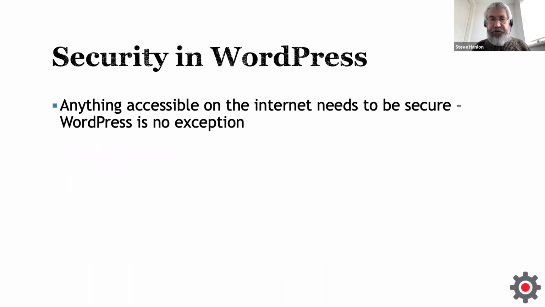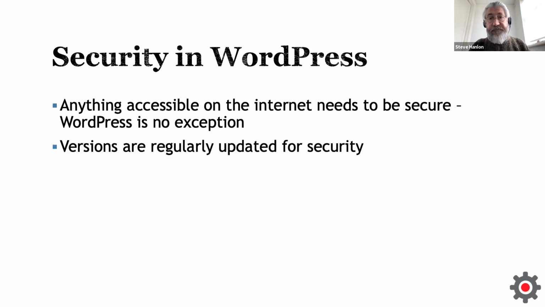And I'll just touch on security. So anything on the internet needs to be secure. It could be your fridge, it could be your website, it could be your smartwatch. I mean, anything that's talking on the internet needs to be secure. And in the same way, WordPress obviously needs to be secure. And you'll find that versions are regularly updated. So there's usually a major update, and that's usually a feature update once or twice a year, and that'll take place. But there's lots of little security updates that take place through the year as well.